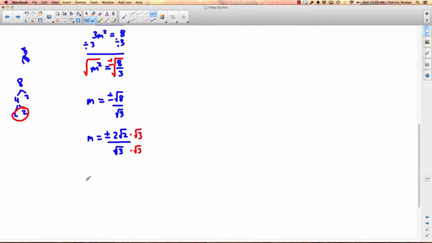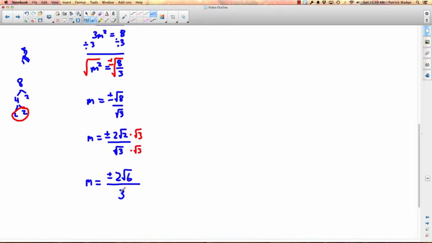So this will be our final answer right here. M equals, let's look at the bottom first. Root 3 times root 3 is 3. On the top, plus or minus, 2 root 2 times root 3. Well, you multiply the numbers inside the radical together. So root 2 times root 3 is root 6. You still have the 2 up front. So 2 root 6 over 3.